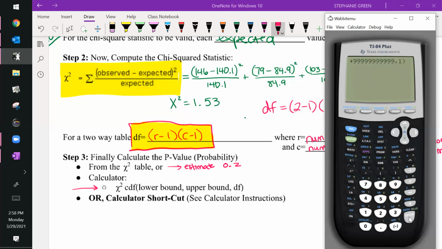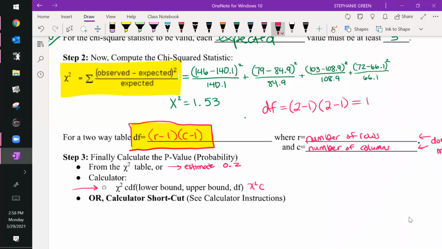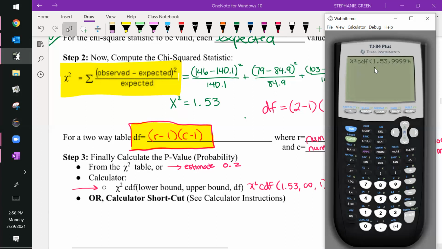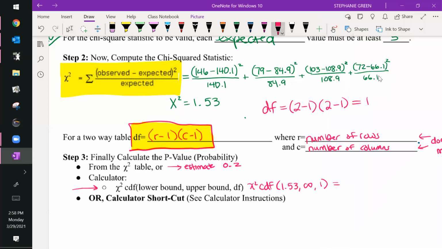Let me write it in here. Chi-square CDF, 1.53 to a huge number with degrees of freedom 1. And hit enter. There we go, 0.216-ish. So we were actually really close estimating with our table. And again, between 0.2 and 0.25 is a good enough p-value to tell that we are definitely going to reject our null. So nothing wrong with using our table here.